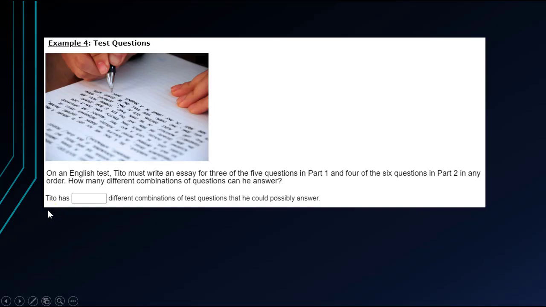For test questions on an English test, Tito must write an essay for 3 of the 5 questions in Part 1 and 4 of the 6 questions in Part 2 in any order. And that's the part that kind of already tells you it's going to be a combination. In any order, it doesn't really matter. How many different combinations of questions can he answer? So the number of items is going to be the number of items from Part 1 and the number of items from Part 2.